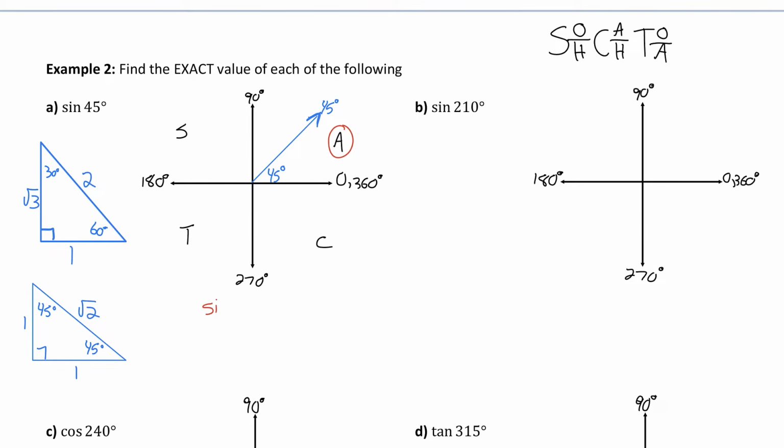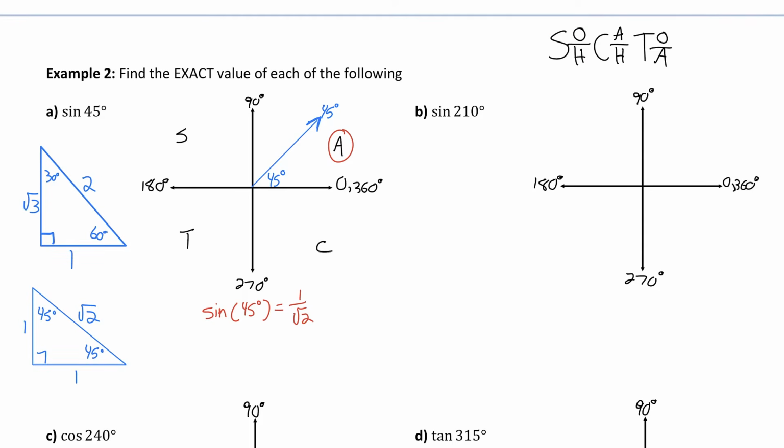So I can say that sine of 45 degrees is equal to, referencing SOHCAHTOA, sine is opposite over hypotenuse from 45, that's 1 over root 2. This answer can be rationalized. Multiplying top and bottom of this by root 2 would give root 2 over root 4, which is just root 2 over 2. So there's the final answer for sine of 45 degrees, and it's an exact form.